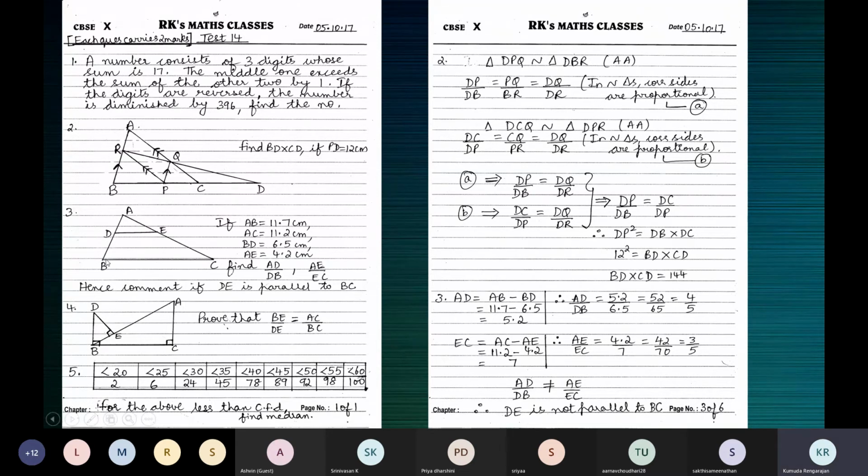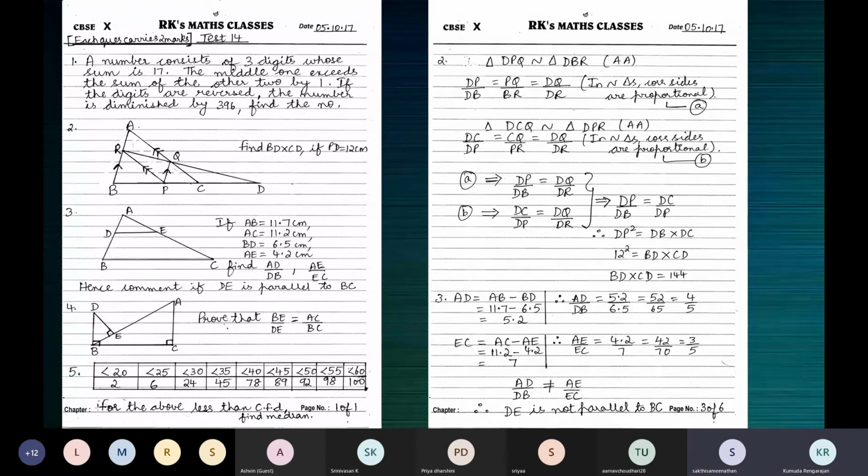The ratio AD by DB is 4 by 5. The ratio AE by EC is 3 by 5. AD by DB is not equal to AE by EC. That means DE is not parallel to BC. According to Thales theorem, according to BPT, DE can be parallel to BC only if AD by DB is equal to AE by EC. So since the ratios are not equal, DE is not parallel to BC.